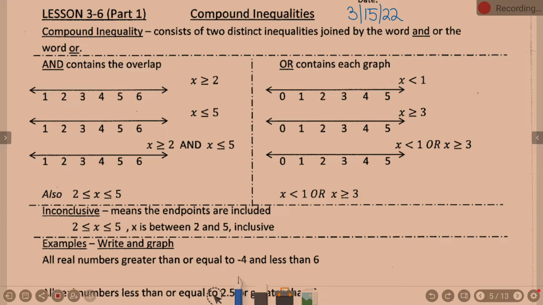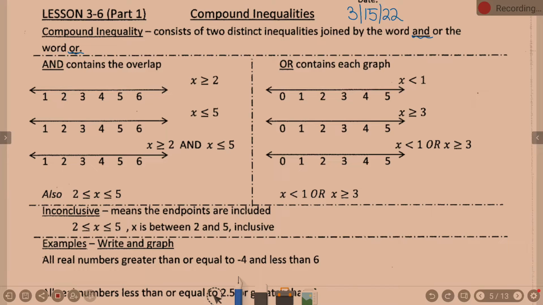Now, the compound inequality definition: it consists of 2 distinct inequalities joined by the word and or the word or. So compound inequalities will always use the word and or the word or. Now, an and inequality, once you do the shading, is the overlap. So when you use the word and, it's where the overlap is. So let's look at these.